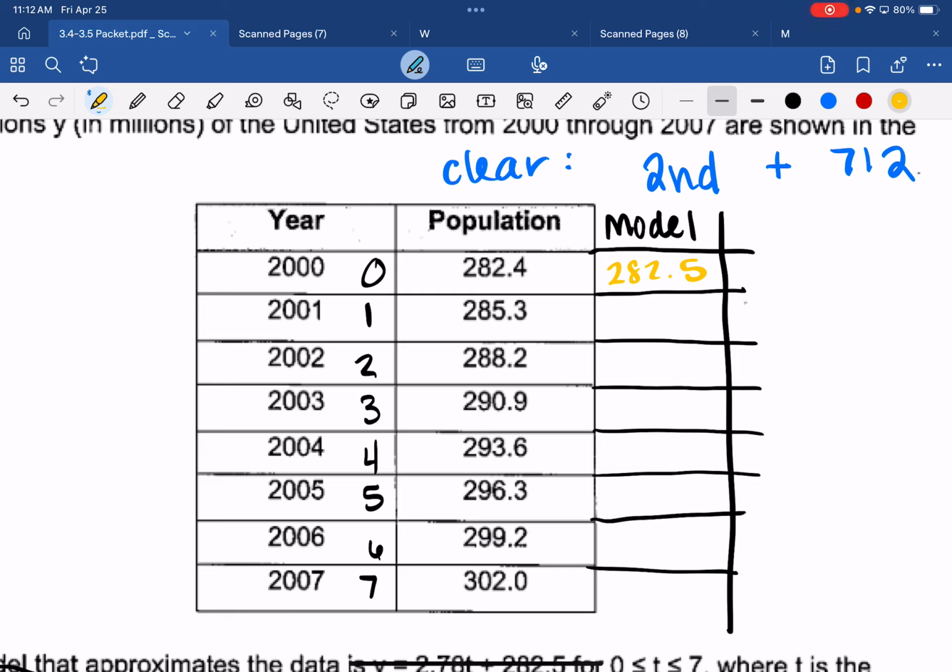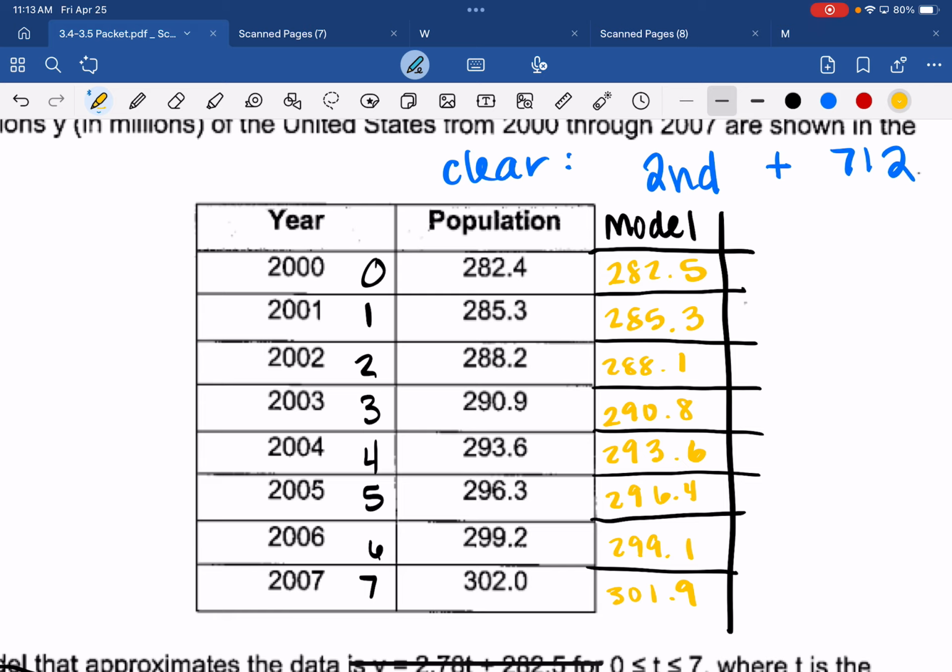Okay, I'm going to use yours. Second. All right, so I just showed in our table.